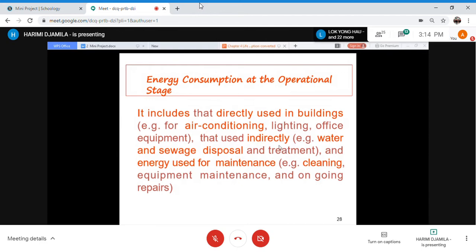So that can also be considered in life cycle analysis. For example, cleaning, equipment maintenance and ongoing repairs. So operation covers what the occupants of the building need, in addition to other direct use of energy, for example for water and sewage disposal, etc.